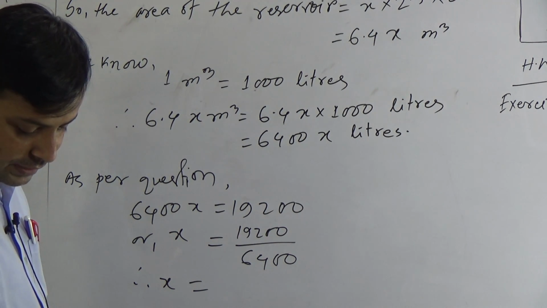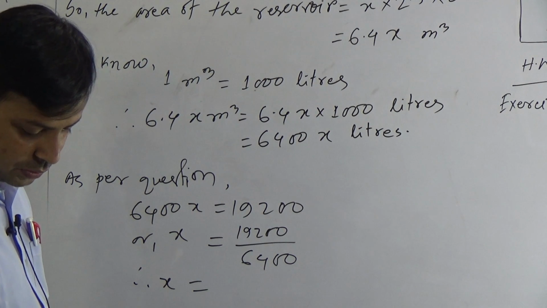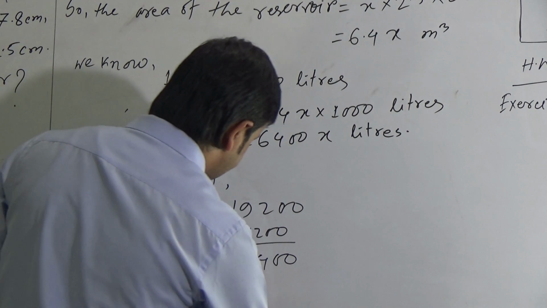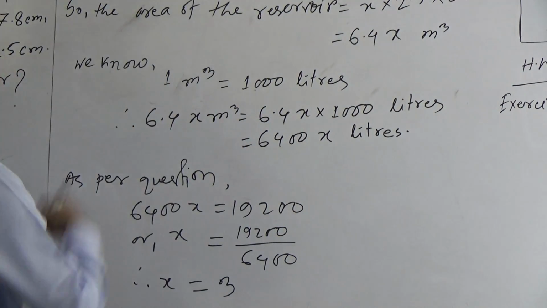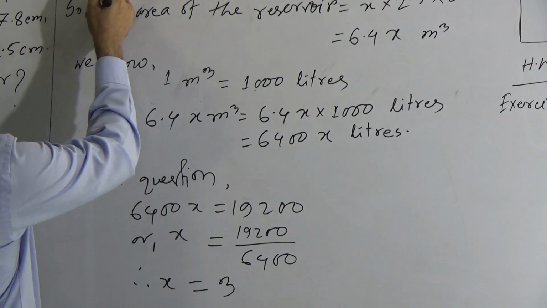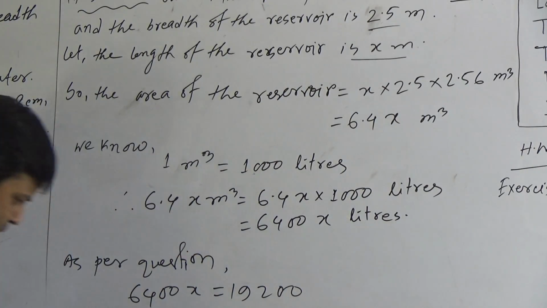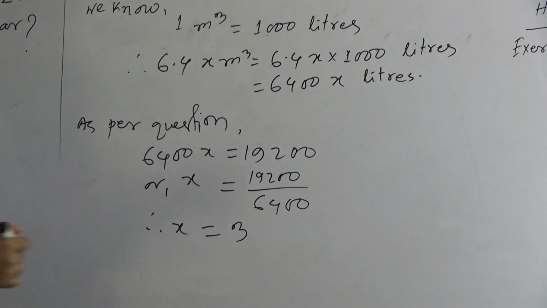19200 divided by 6400, you will get 3 here. It means that the value of x is 3. What is the x here? We have taken, let the length of the reservoir be x meter. So we can say, therefore the length of the reservoir is 3 meter.